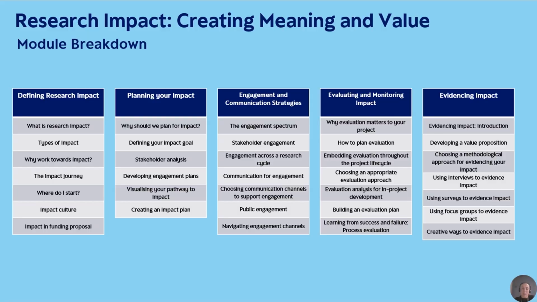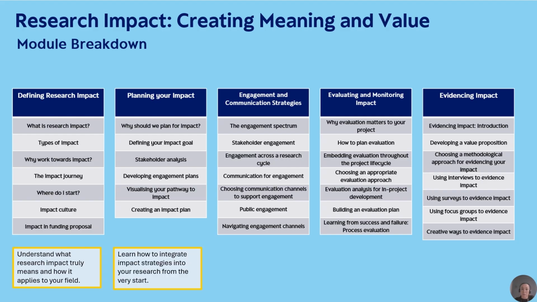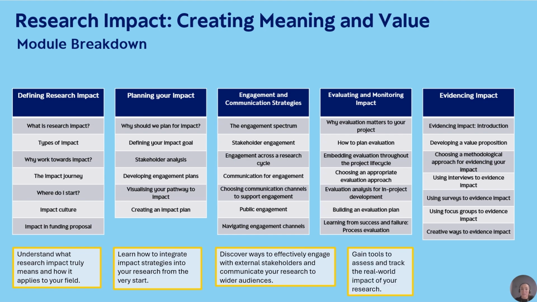Giving an overview of each module, at the end of the Defining Research Impact module, you will understand what research impact truly means and how it applies to your field. In the Planning Your Impact module, this will help you develop impact strategies and how to integrate these into your research from the very start of your research journey. The Engagement and Communication Strategies module will help you discover ways to effectively engage with external stakeholders and communicate your research to wider audiences. The Evaluating and Monitoring Impact module provides tools to assess and track the real-world impact of your research. The Evidencing Impact module will provide insights on how to gather and present evidence of the influence and significance of your research outcomes.